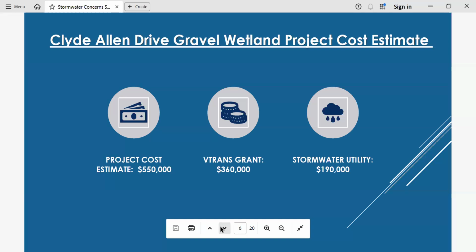And I know that's a good thing because we've got another project going in Tanglewood. I got a different grant for that, and we're doing the same thing there. We're using the grant money to cover that cost, and then the stormwater utility is paying the rest. I do know that there are varying opinions on what we do with the stormwater money that we have.